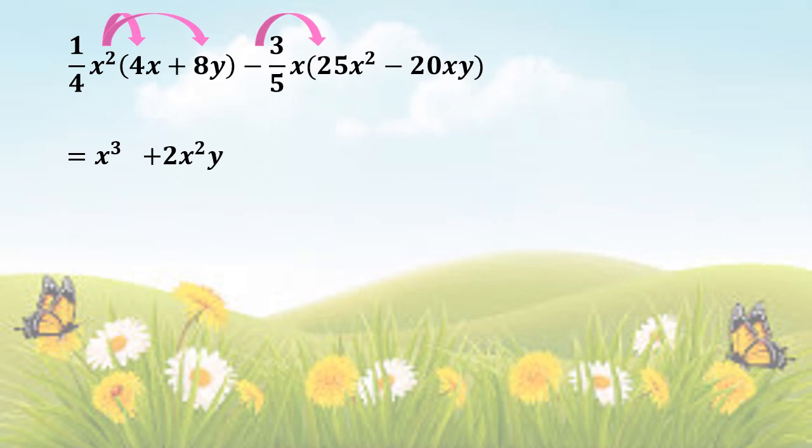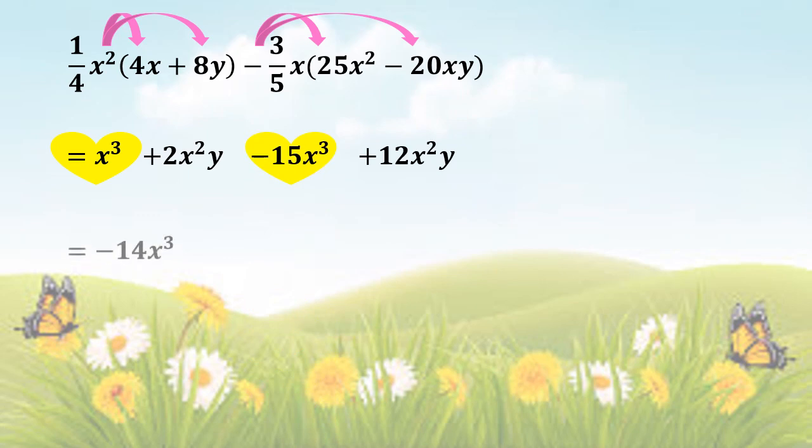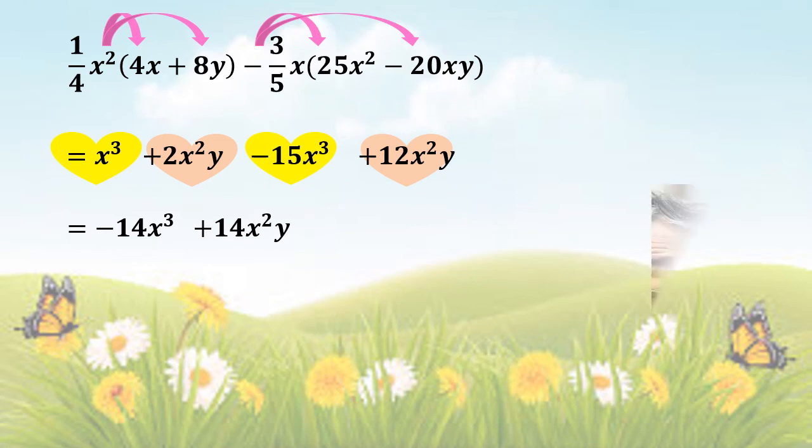Now for the next term. Negative 3 over 5x times 25x squared. Punch it into your calculator and you get negative 15x to the power of 3. Then for the next term, a negative times a negative is a positive, and 3 over 5 times 20 is going to give you a positive 12x squared y. Then you are just going to simplify your like terms. So x to the power 3 minus 15x to the power 3 is going to give you negative 14x to the power 3. And then the next two like terms, a positive 2x squared y plus another 12x squared y is going to give you a positive 14x squared y.